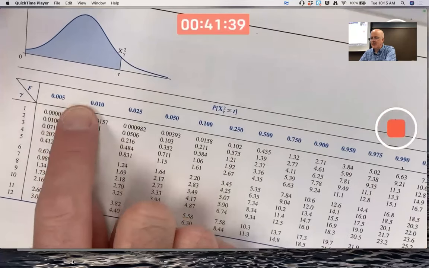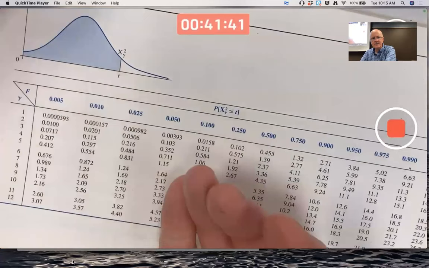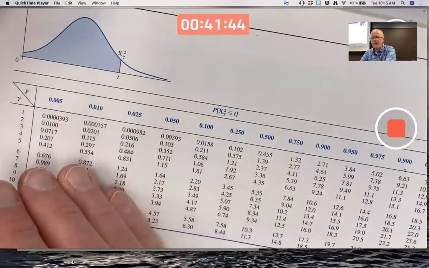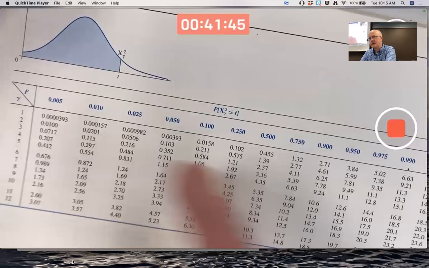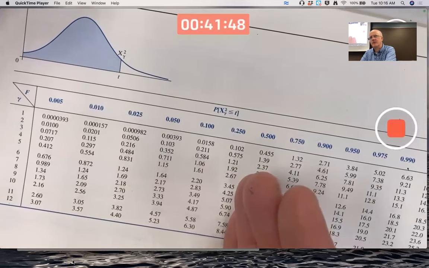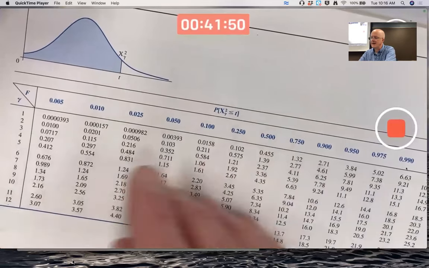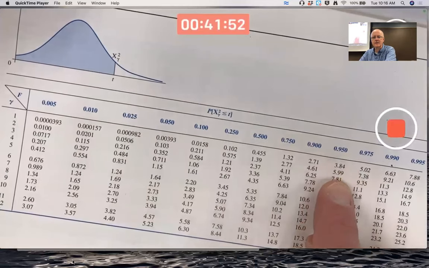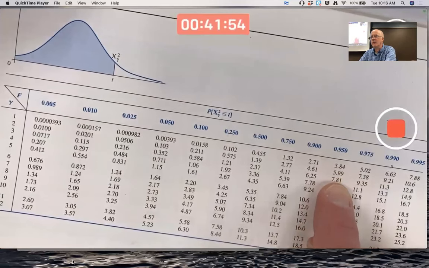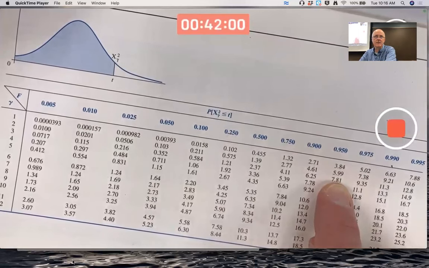These numbers up here, you can see by the shading, are CDF values, areas to the left. We want the area to the right to be 0.05, so the area to the left has got to be 0.95. 3 degrees of freedom, our critical value is 7.81. The rejection region is when chi-squared is greater than or equal to 7.81, when alpha is 0.05.